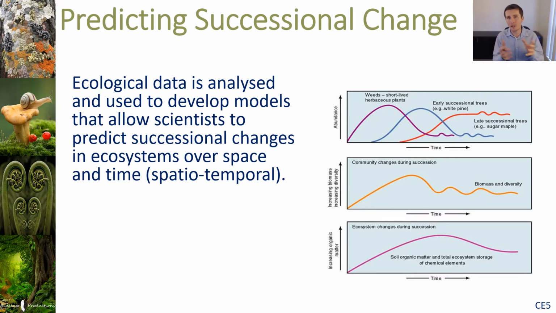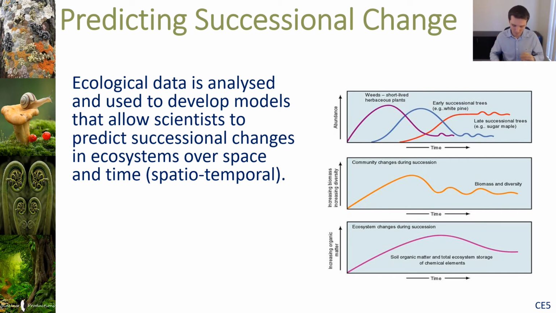Next thing, so we're going on to our next learning goal, which is all about predicting successional change. So ecological data is analysed and used to develop models that allow scientists to predict successional changes in ecosystems over space and time. So we call that the spatio-temporal.